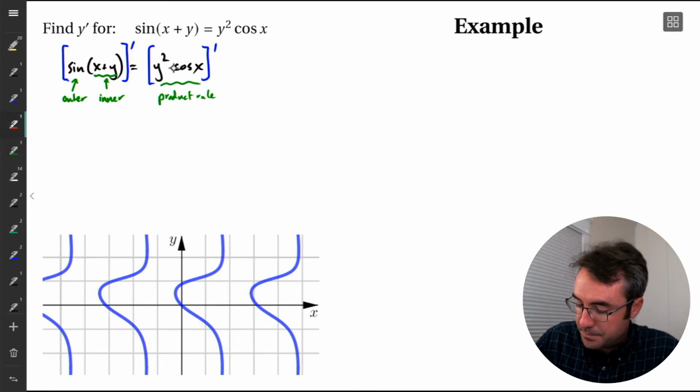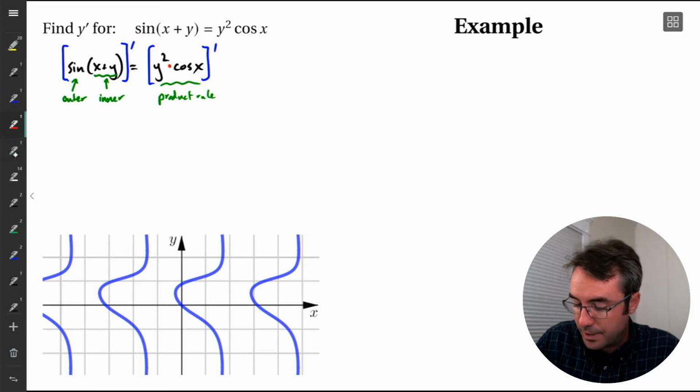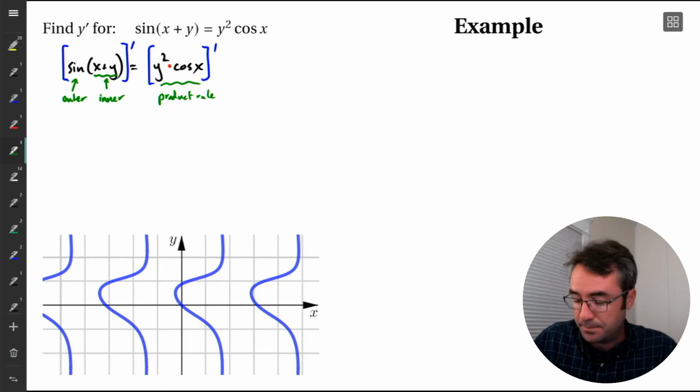And that's because there's a product right here. So again, we're viewing y as a function of x, and then cosine x is a function of x. So we have two functions of x essentially being multiplied together, so product rule. And then over here, like we said, this is a composition of two functions, so chain rule.